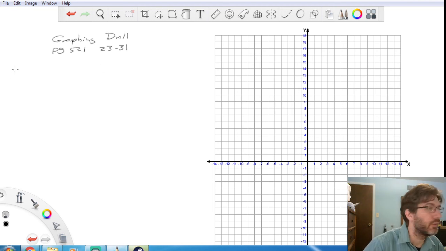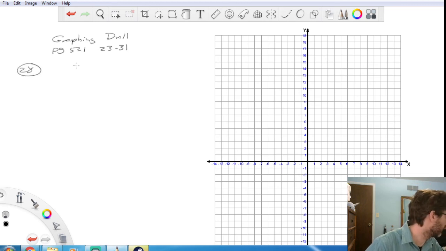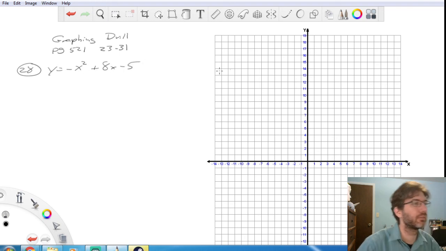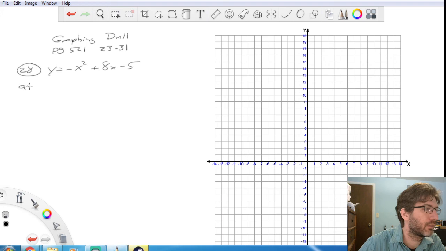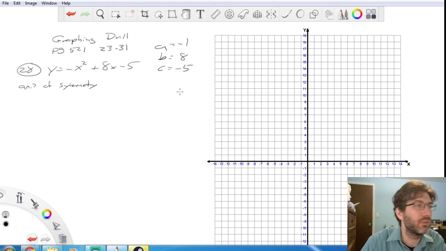Let's look at 28. This is probably the last one I'm going to do. And again, we're just doing some drill here. Y equals negative x squared plus 8x minus 5. So again, axis of symmetry is first. Well, let's get A, B, and C. Pretty easy to pull out. You don't necessarily have to write them, but it's going to help for when we do quadratic formulas. So get in the habit of it. There's A, B, and C.